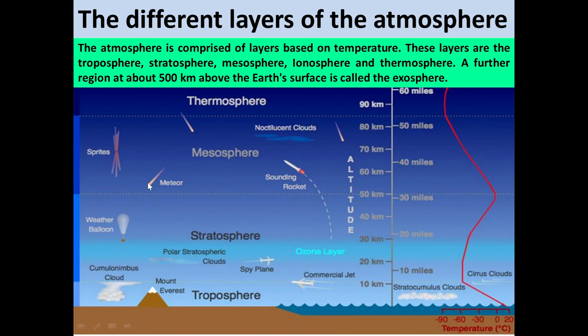So here is the picture. It is showing the troposphere, stratosphere, mesosphere and thermosphere. Beyond that there is one more sphere, called the exosphere. Here you can see that these spheres are categorized on the basis of temperature variation. There is different temperature variation over the different spheres. So let's start.